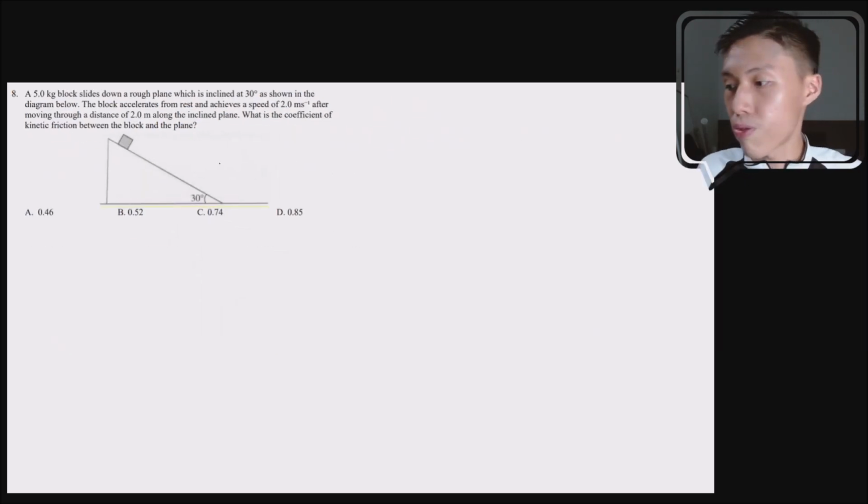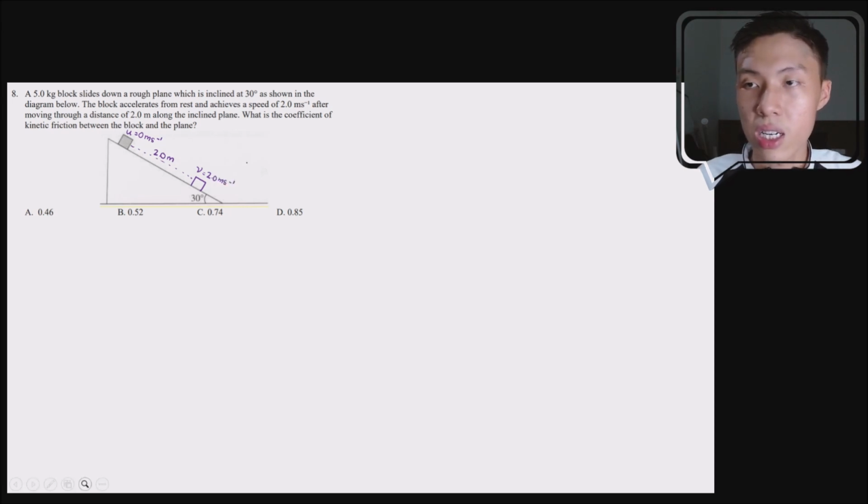So let's try to fill up this diagram. The block should be moving down a distance of 2 meters, so later it might appear around here. So this journey here is 2 meters. Initially it should be 0 meters per second because it is at rest. Then finally it should be 2 meters per second after finishing this 2 meter journey. Okay, so how do we solve this problem?